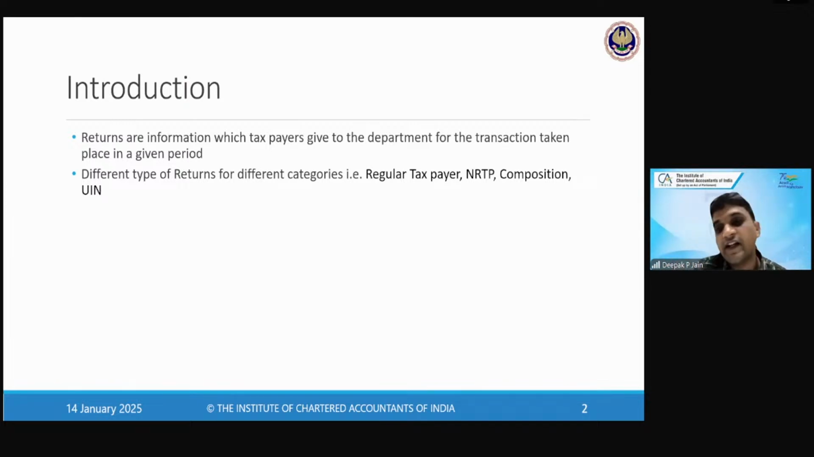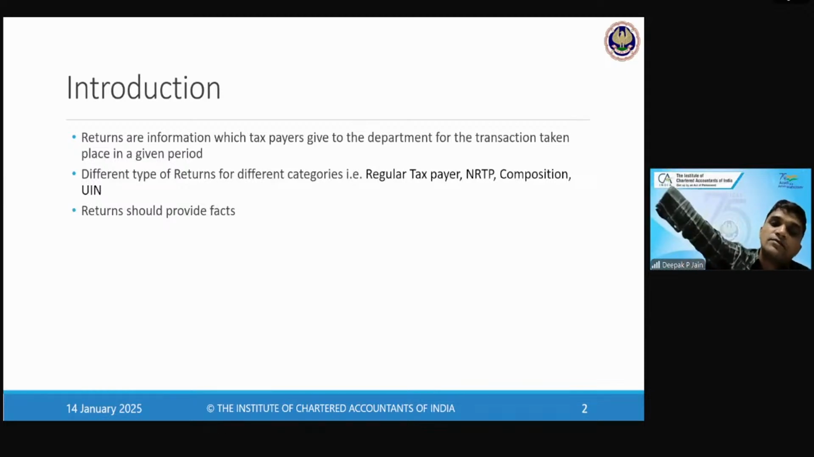Return is a statement containing details of incomes and supplies, correct? Different types of return are there for different categories of people. One is a regular taxpayer. Second is an NRTP, non-resident taxpayer. Then you'll have a casual taxable person, a composition person, a UIN holder. So different types of returns are mentioned for different types of people. Returns should provide facts. The main reason why we are filing a return is that we have to provide facts, not our interpretations. Because interpretations can come in terms of an assessment, but in the return you have to only give facts.